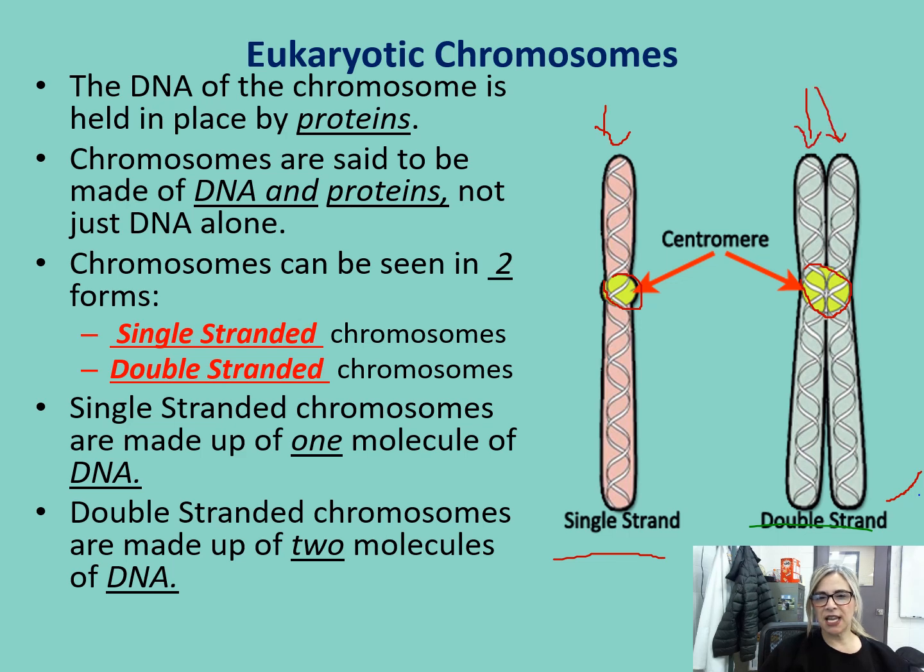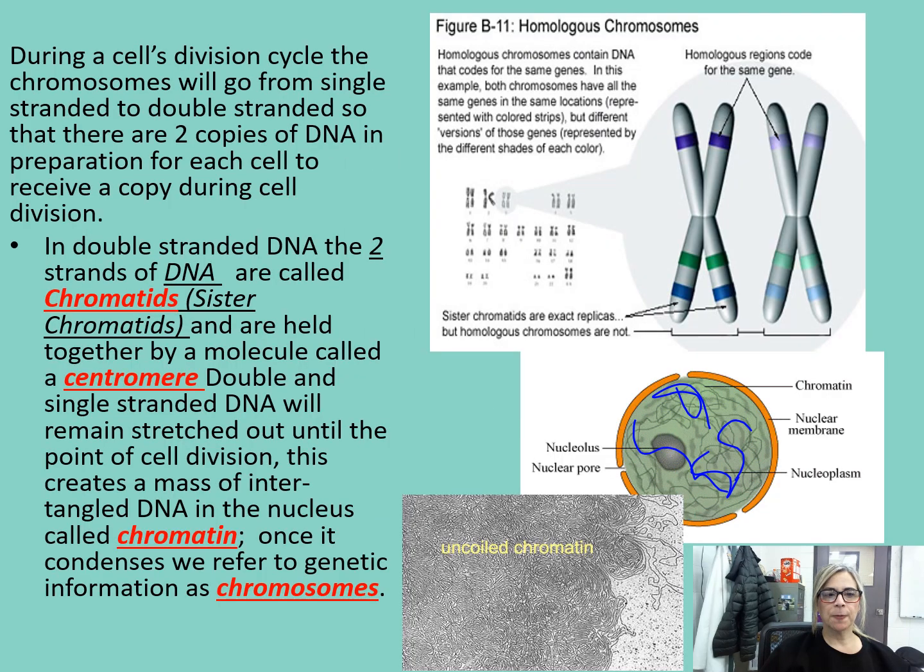But notice we don't say that this one on the right here is 2 chromosomes. It's not. It's still a single chromosome, okay? It's just that it's double-stranded instead of single-stranded. So chromosomes are said to be made up of DNA and proteins, not just DNA alone. And of course, like we said, we have the single-stranded and the double-stranded. So just keep that in mind as we move forward.